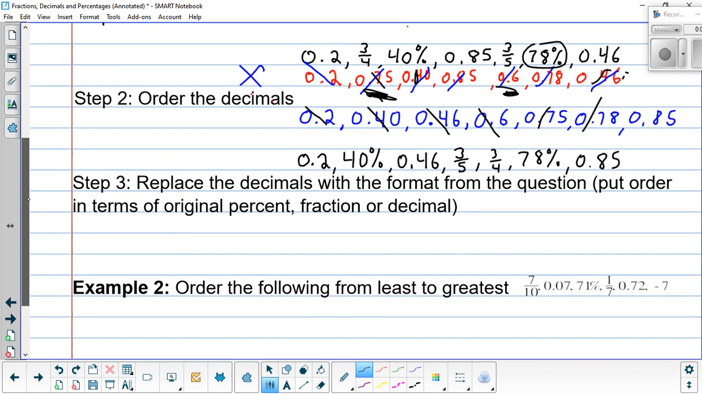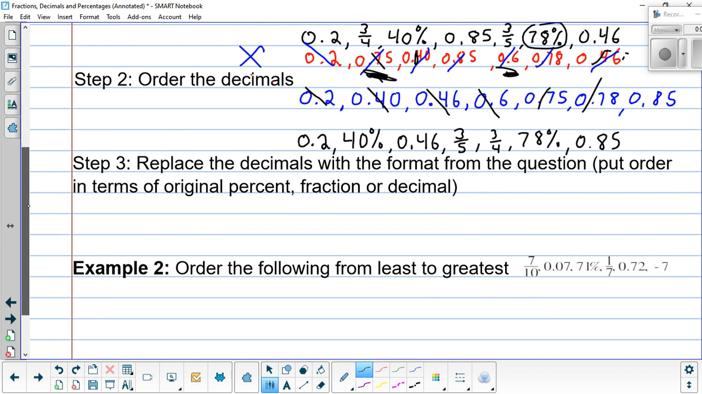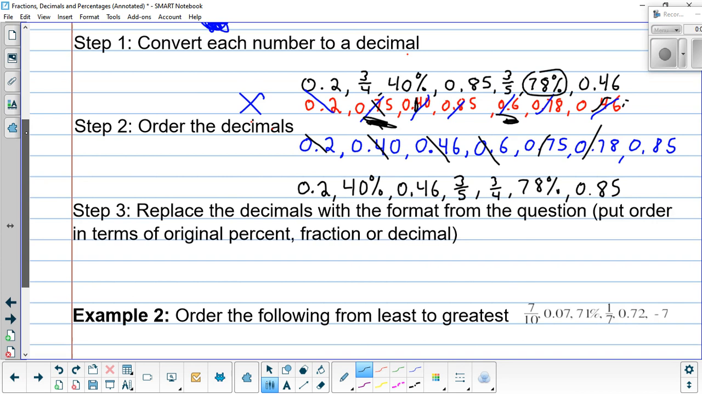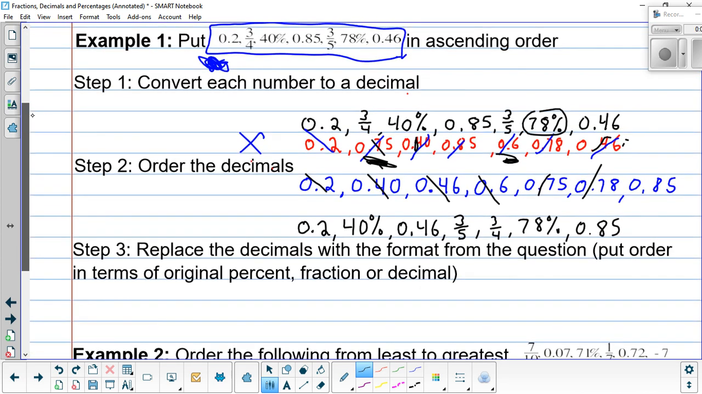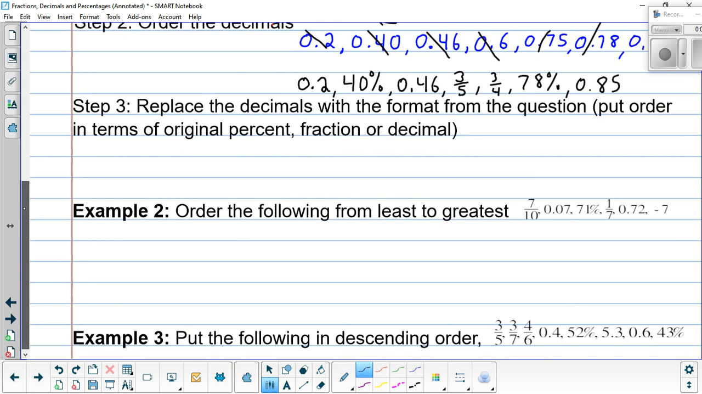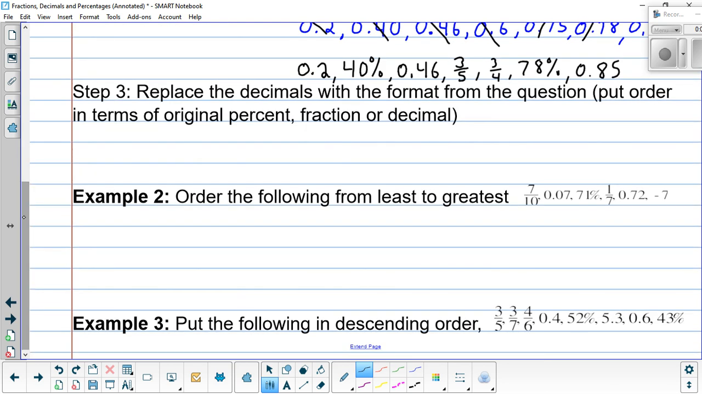I'd advise almost having different colors of ink if that helps you and you're more visual, like I did. One thing I didn't mention is it was put in this ascending order that I glossed over. Ascending means least to greatest, but we should know that already. Here we're ordering from least to greatest, which is another word for saying ascending. Right?